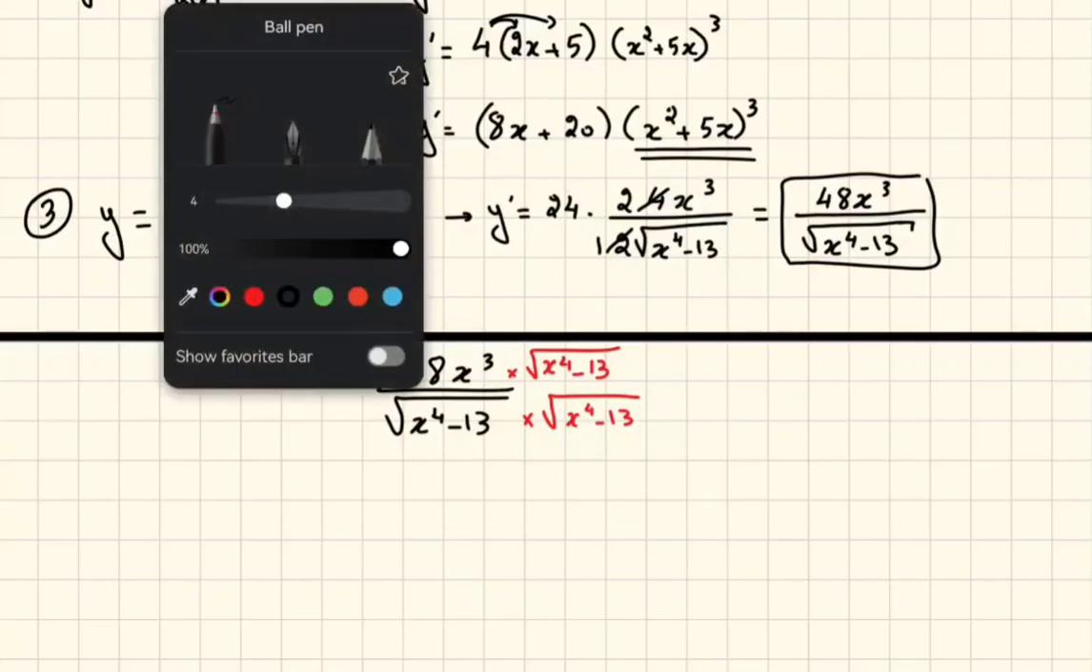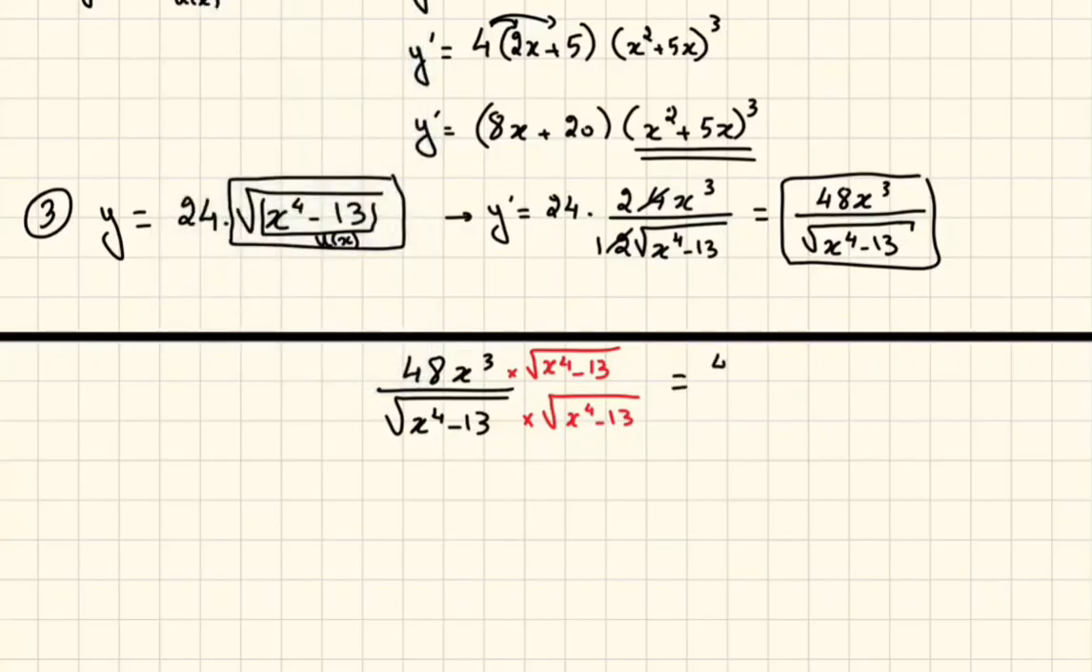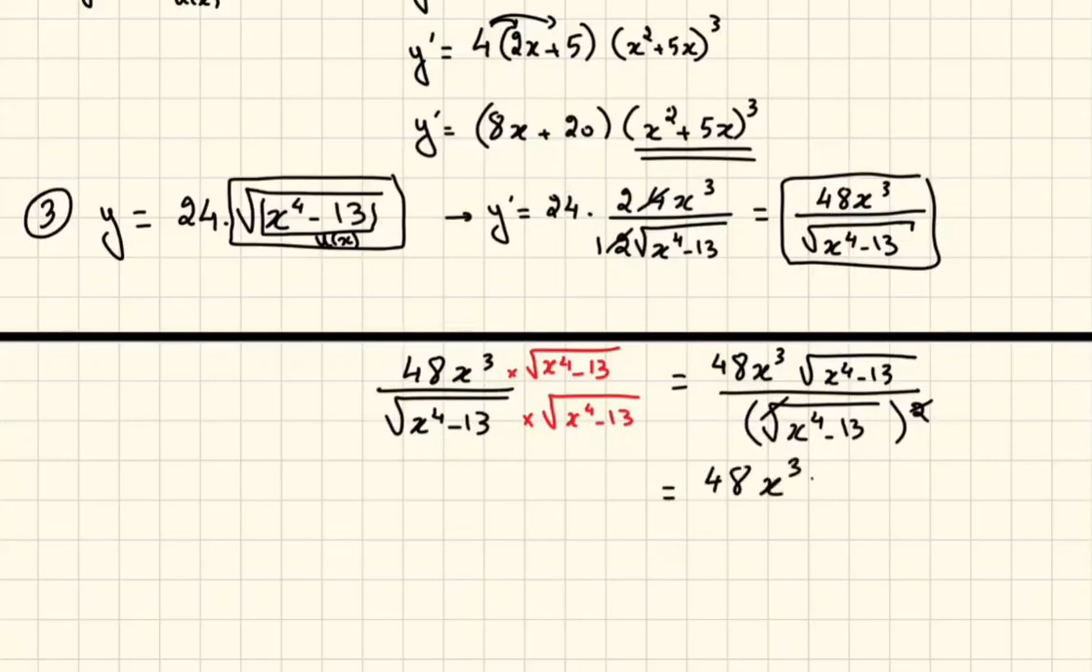So what you will get is the following: 48x cubed radical x exponent 4 minus 13 over the radical multiplied by itself. It will be radical exponent 2. So I will write it in detail, even though there is no need to write this step. The square and the radical, I'm 100% sure that they will cancel out, and we get 48x cubed. In the numerator, we're not allowed to multiply anything inside the radical with anything outside.